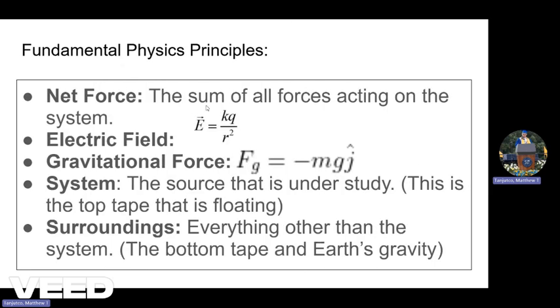The fundamental physics principles here are, of course, net force, the sum of all forces acting on a system, being that we now have multiple electric forces on one piece of tape acting on another piece of tape in different areas. This will be very important. The electric field is also important. We have multiple electric charges in each bin, and the electric field is just E equals kq over r squared. Gravitational force, of course, is affecting the top tape, which is F_g equals negative mg j hat. And the system, or the source under study, is the top tape that is floating, while everything else, such as the bottom tape and Earth's gravity, is the surrounding.